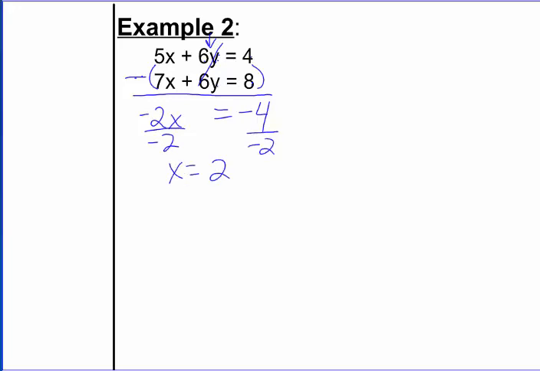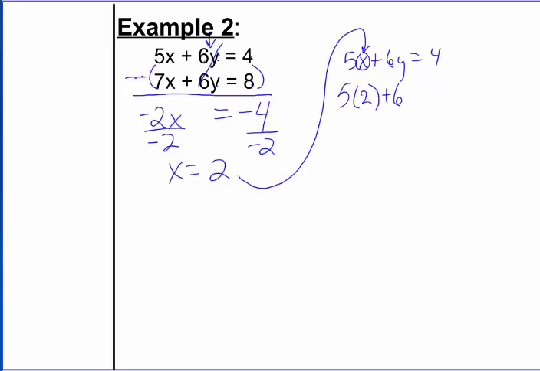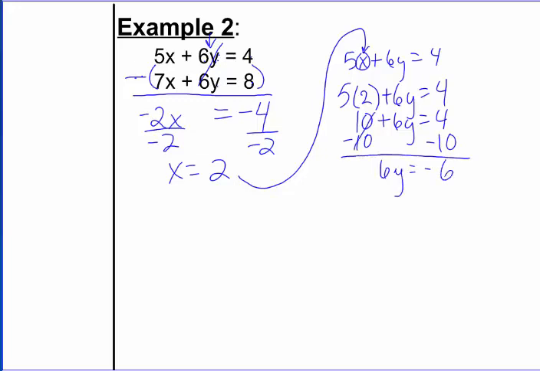Now go back to one of your original equations. So I'll use the 5x plus 6y equals 4, and we're going to take the x equal to 2 and plug it into the x spot. So we get 5 times 2 plus 6y equals 4. So now we need to find the y value. So 10 plus 6y equals 4, minus the 10 on both sides of the equal sign. 6y equals negative 6. Divide both sides by 6. Y is equal to negative 1.